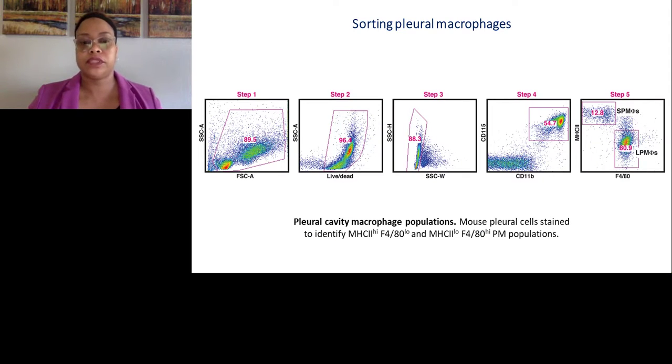So how do we sort pleural macrophages? Well, in my group, we take live cells, single cells, and then we sort for cells that are CD115 positive and CD11B positive. And then within that population, we separate them based on MHC class 2 positivity or F480 positivity. So small pleural macrophages are MHC class 2 positive and F480 low, while the large pleural macrophages are F480 high and MHC class 2 low.